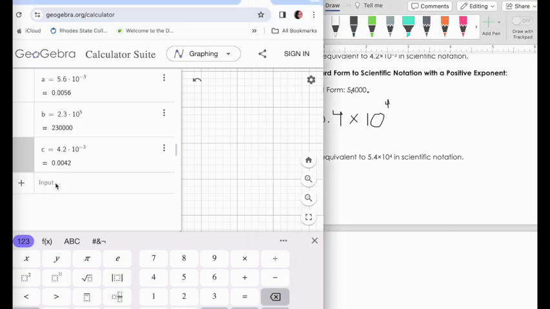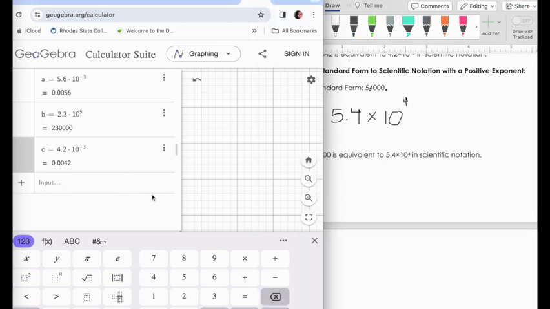So let's check one more time to make sure it's right. I have 5.4. I'm going to multiply by 10 to the power of 4. So when we do the check, we get 54,000.